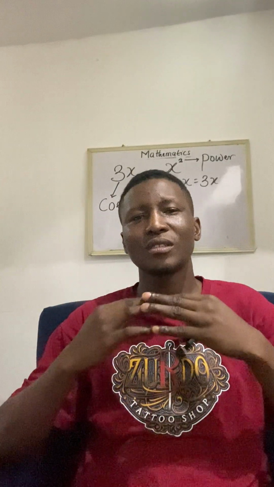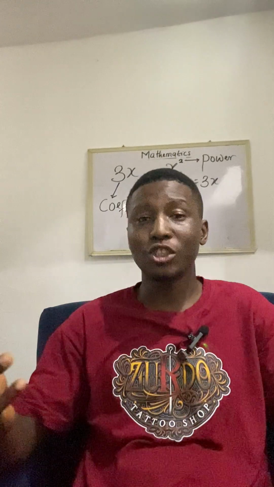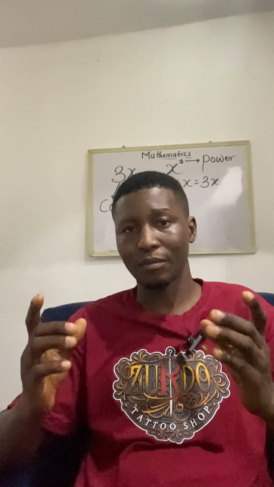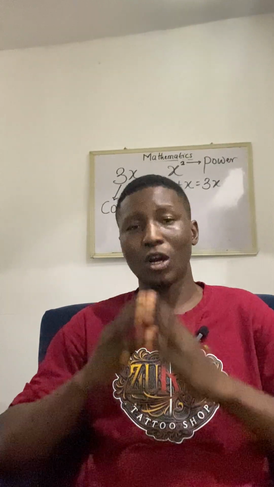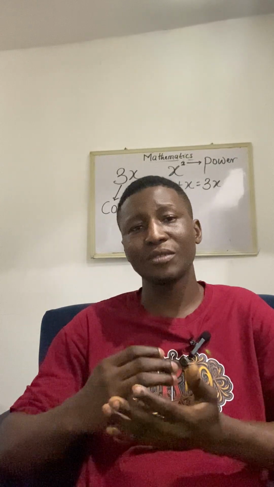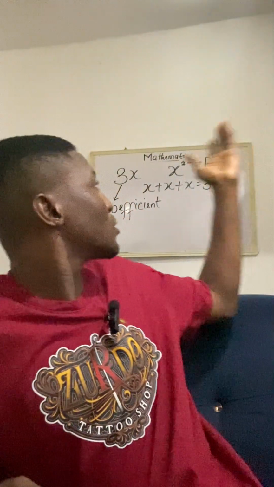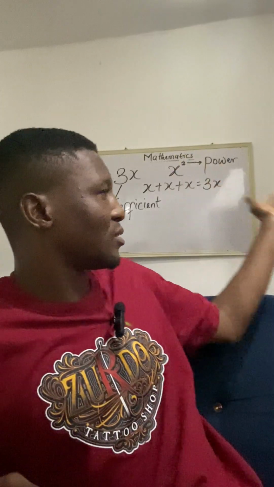Now, the difference lies in the addition and multiplication of the same letter. I want you to know that when you add the same letter together, you are going to get a coefficient. But when you multiply the same letter together, you are going to have a power. Now, what does a coefficient represent? A coefficient tells us how many times a quantity is added. For example, as we have on our board, x plus x plus x gives me 3x.